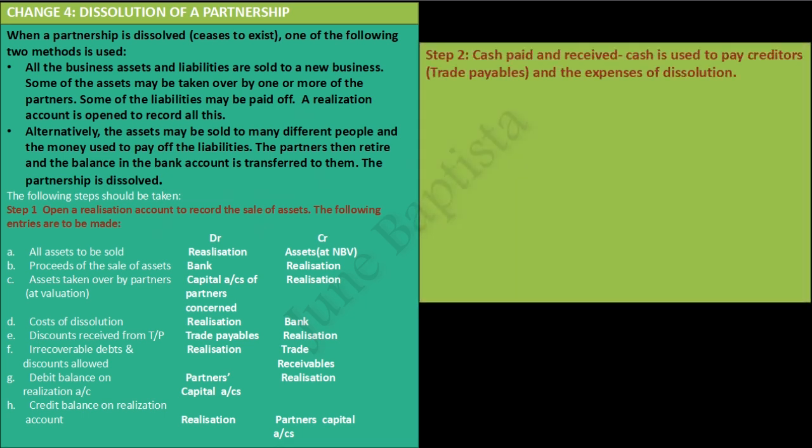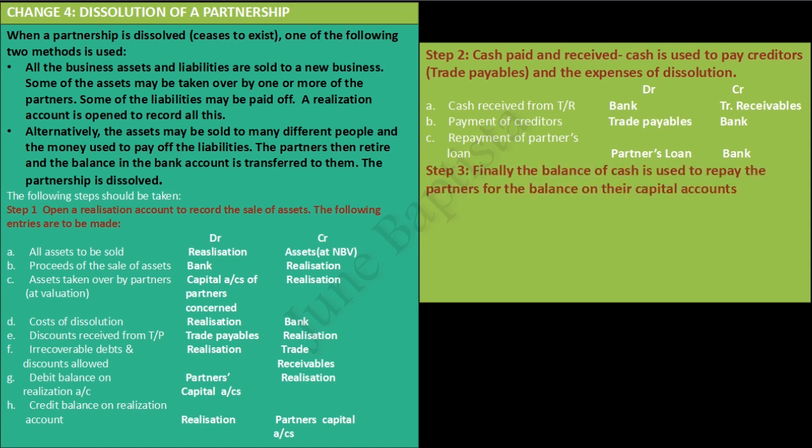Step 2. Cash paid and received. Cash may be received from trade receivables or may be used to pay creditors and the expenses of dissolution. Payment of creditors: trade payables will be debited, bank will be credited. Cash received from trade receivables: bank debited, trade receivables credited. Repayment of partner's loan account: the loan account will be debited and bank account will be credited.